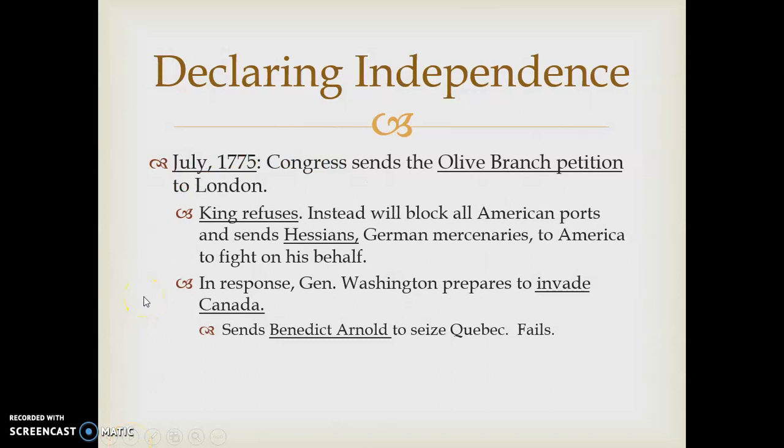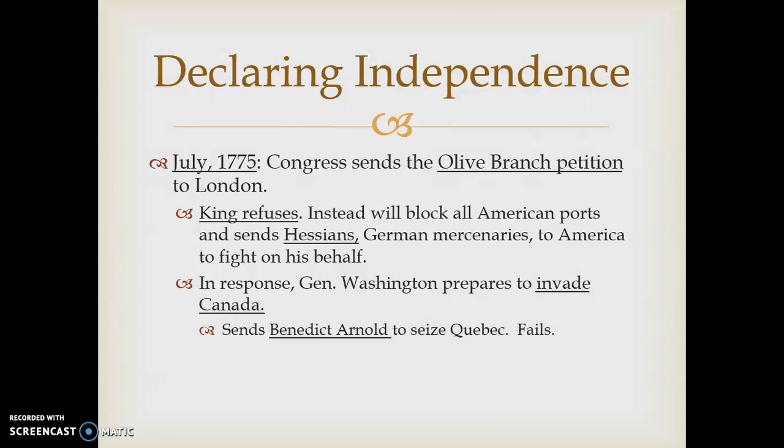So in July of 1775, Congress sends the Olive Branch Petition to London, an olive branch being a symbol to say let's have peace. But instead the king refuses, and begins to block all of our ports and sends over the Hessians, which are German mercenaries, to America to fight on his behalf.